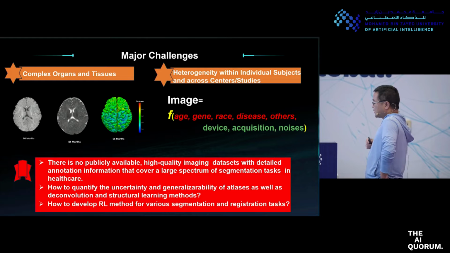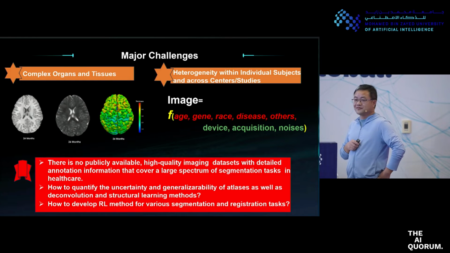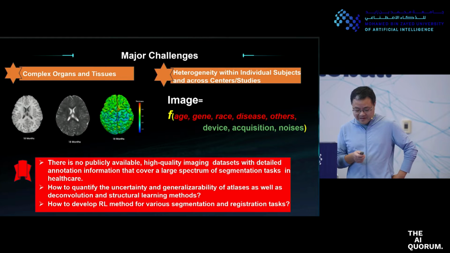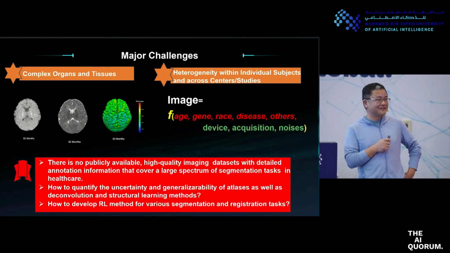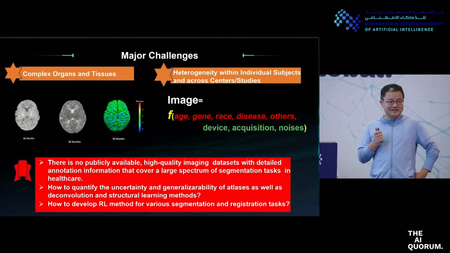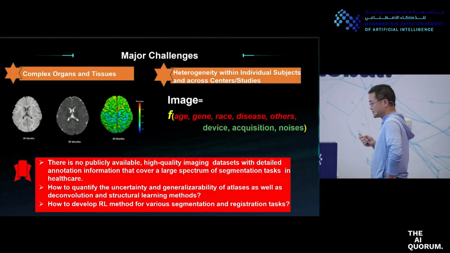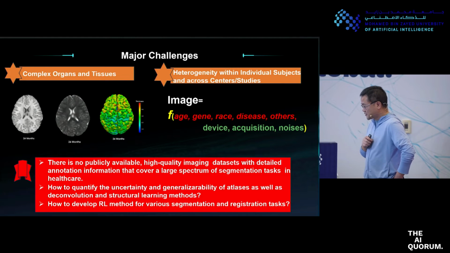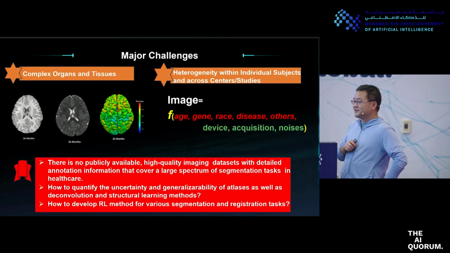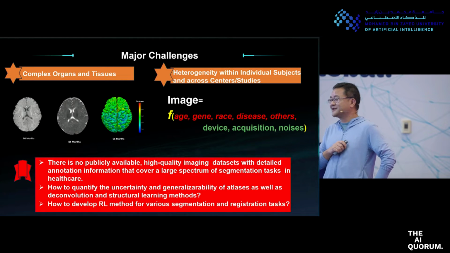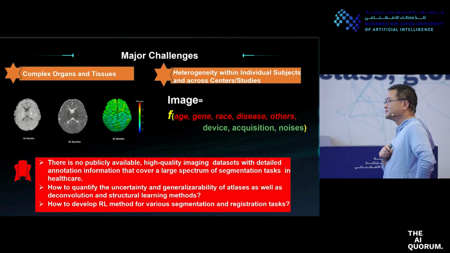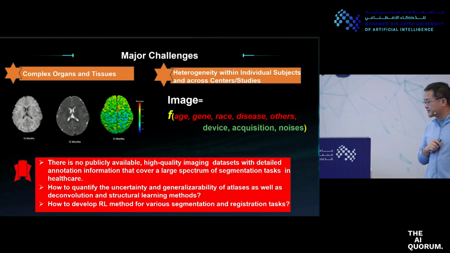Okay, and actually, what's the consequence of this? Compared with ImageNet, for medical image analysis the most difficult thing is that there's no publicly available high-quality imaging data set with detailed annotation information that covers a larger spectrum of segmentation tasks in healthcare. Okay, if you could generate such data, the value would be more than thousands of billions of dollars. Okay, because that's so valuable in practice.